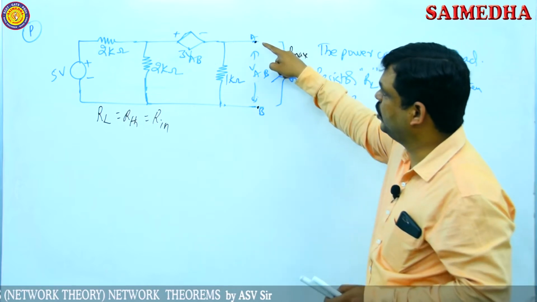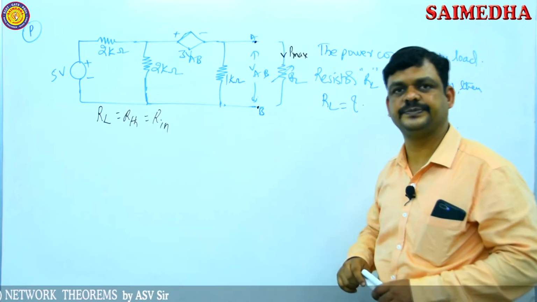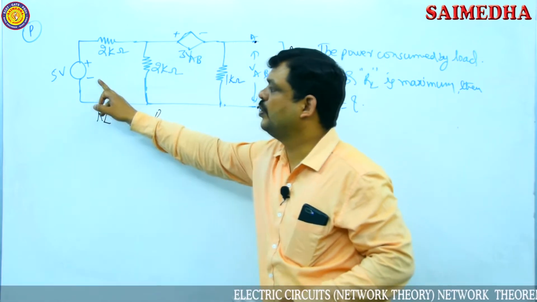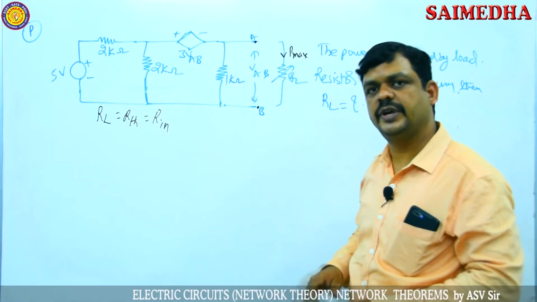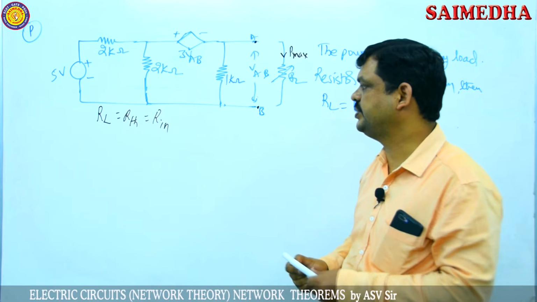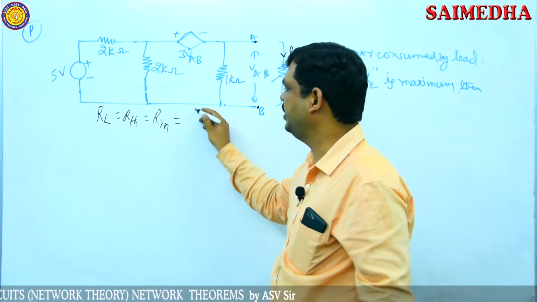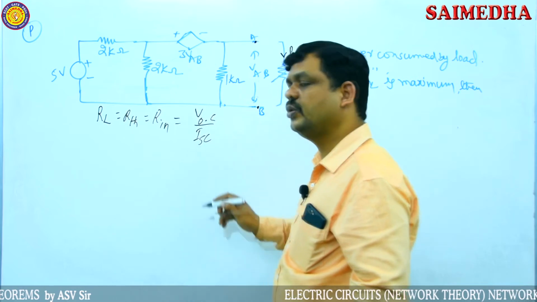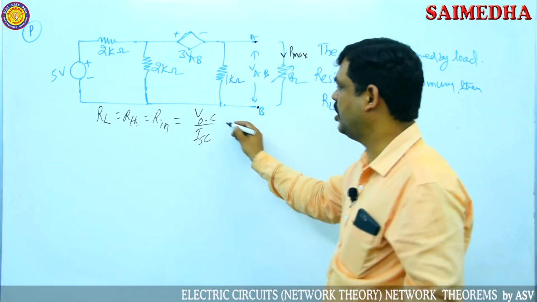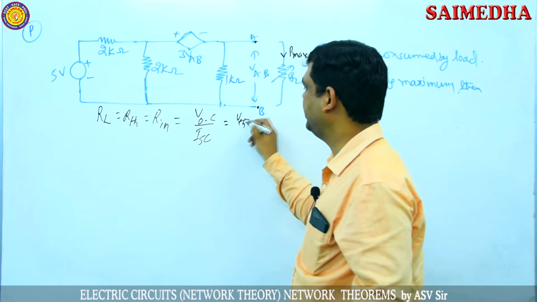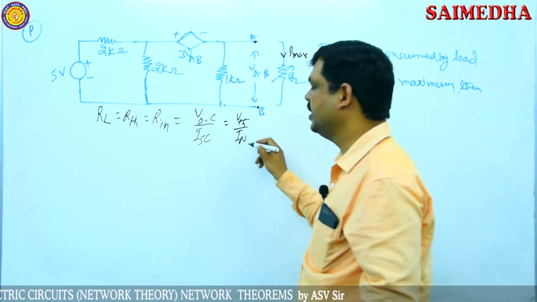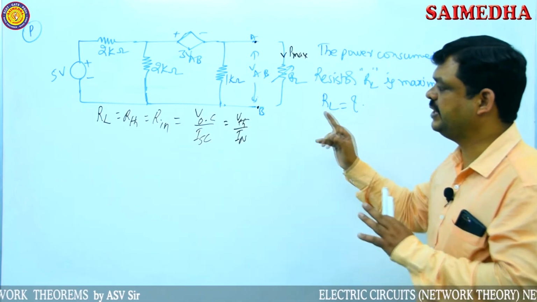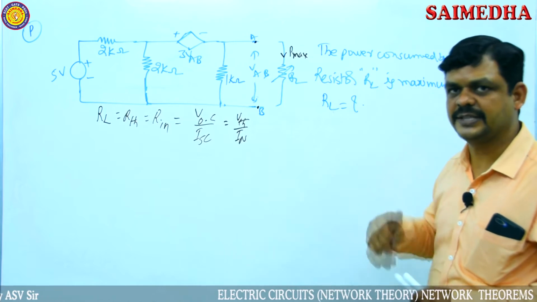And here, indirectly, the voltage across these two points is given as VAB. The complete network is connected with one dependent source and one independent source. So if the network consists of a dependent source, then the Thevenin's resistance value is VOC by ISC, open circuit voltage by short circuit current, or we can write Thevenin's voltage by Norton's current. So now we have to find out Thevenin's voltage and Norton's current.